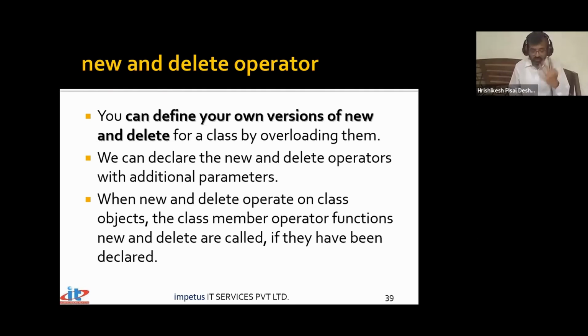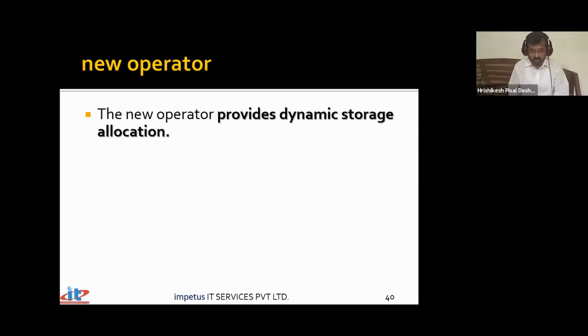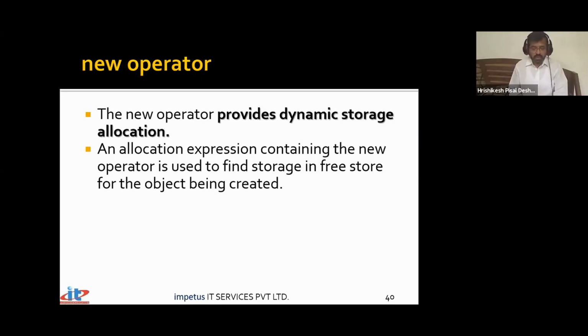There are four global functions: the new without square bracket, new with square bracket, delete without square bracket, delete with square bracket. So there are four. But if you supply your own new and delete version, in that case, your version of that particular function will get called inside the class. The operator provides dynamic storage allocation. Dynamic because we are allocating memory as and when we want, and we are releasing it also as and when we want, and when we do not want. So we will allocate memory as well as release the memory. It's totally under control. Allocation expression containing new operators is used to find storage in free store for objects being created.